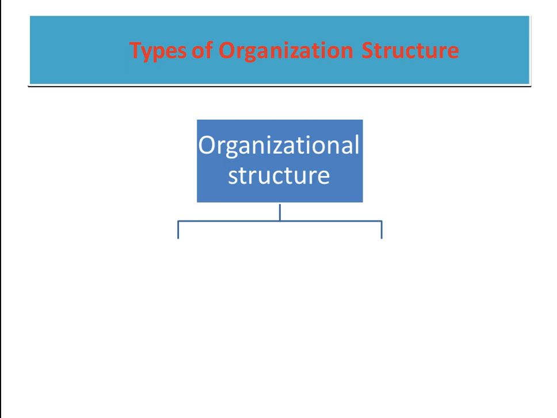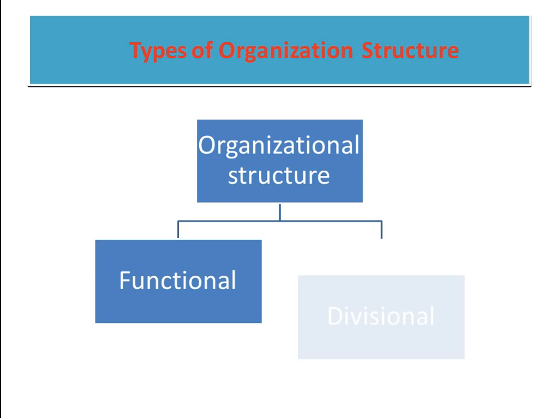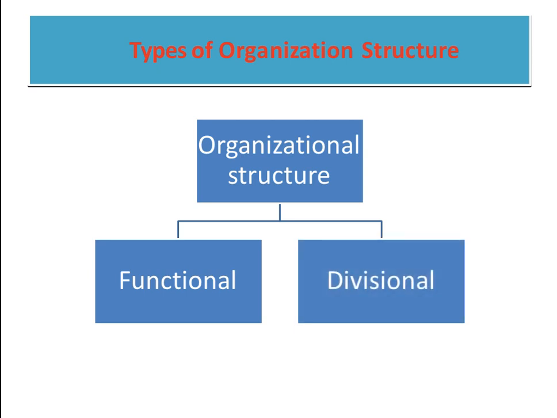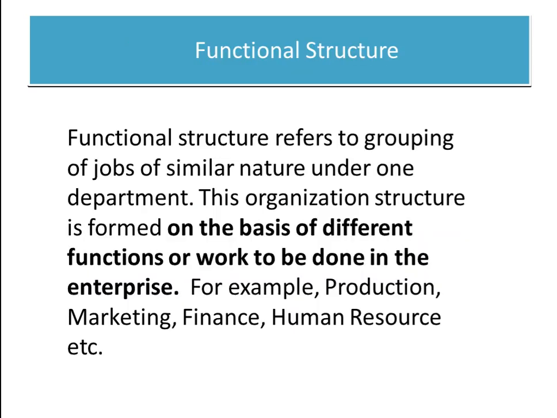Mainly, organizational structures are of two types: functional structure and divisional structure. Then what is a functional structure? Functional structure refers to the grouping of jobs of similar nature under one department. This organizational structure is based on the different functions or work to be done in the enterprise. That means we are dividing the organization into departments on the basis of function only.